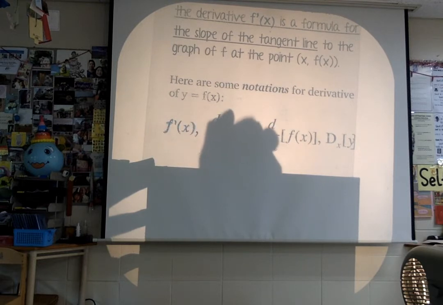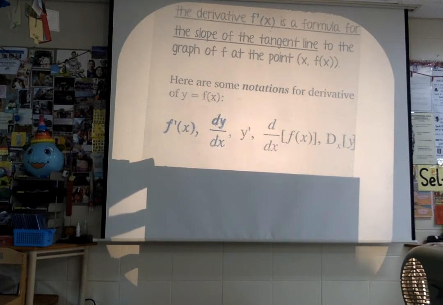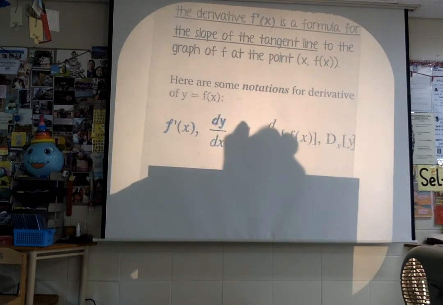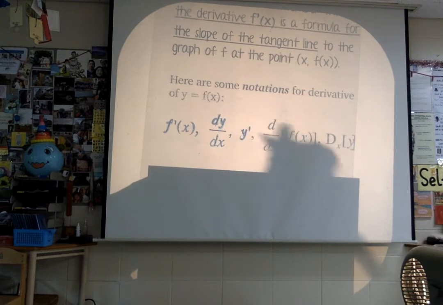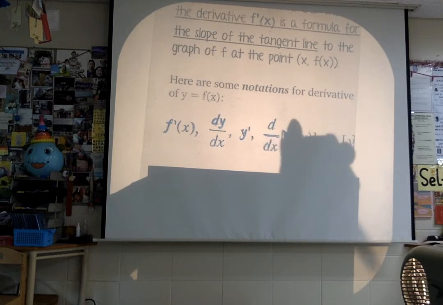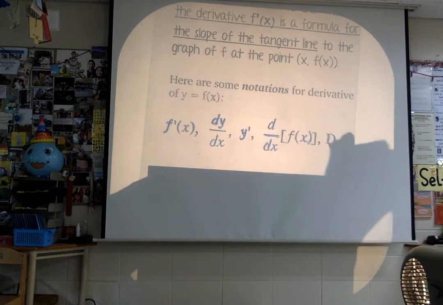That's our most famous one, right? And we also talk about dy over dx, dy dx. That's what we just call it, dy dx. We could also say y prime if you want to. D of dx of f of x, that's another way. Or capital D sub x and y here.